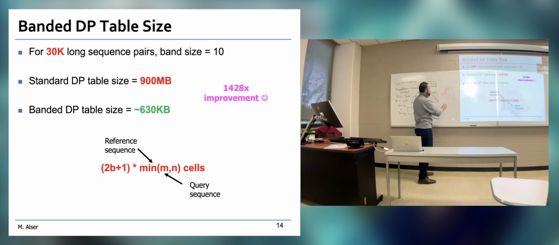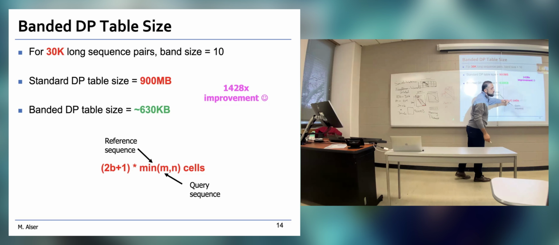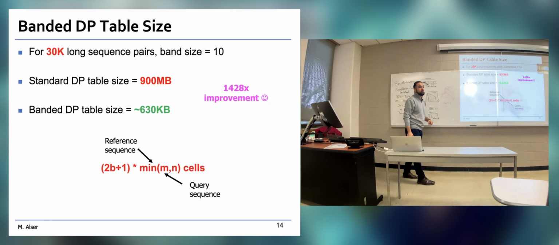So we'll have 2 times 10 plus 1. That is 21 diagonals, right? And the diagonal size will be equal to the minimum of any of those 2 sequences. Why minimum? We saw that example of Smith-Waterman. In Needleman-Wunsch it doesn't matter because both of them are the same size, so there is no minimum. So at the end, it's just any one of them, so the diagonal will be equal to that length.